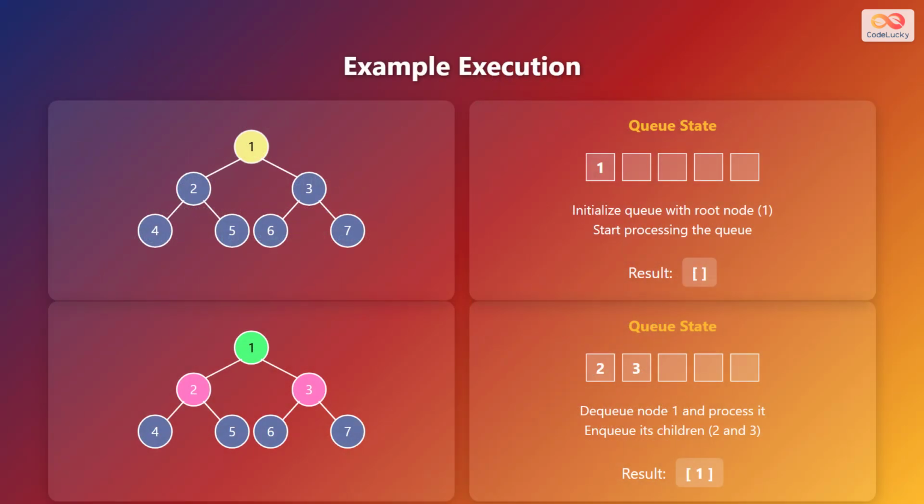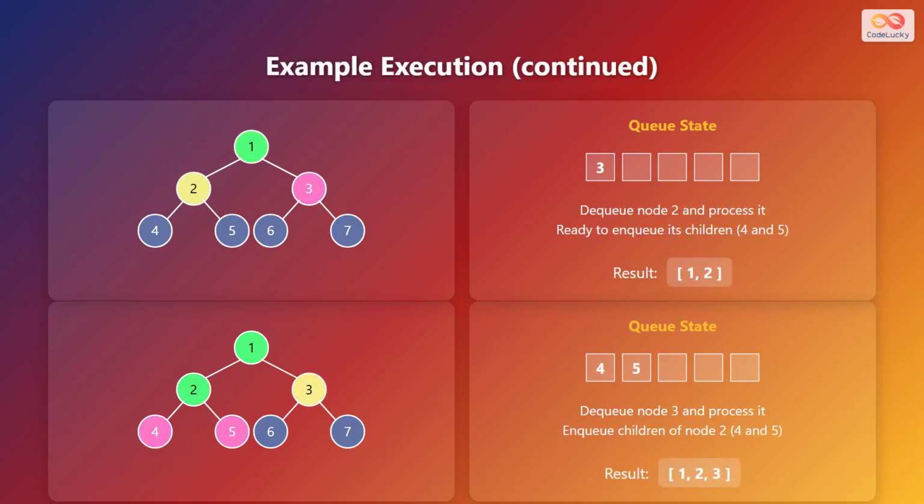Let's walk through an example execution of the Level Order Traversal algorithm. In the first step, the queue is initialized with the root node, which is 1. The algorithm starts processing the queue. In the next step, node 1 is dequeued and processed. Then its children 2 and 3 are enqueued. The result at this point contains only the node 1.